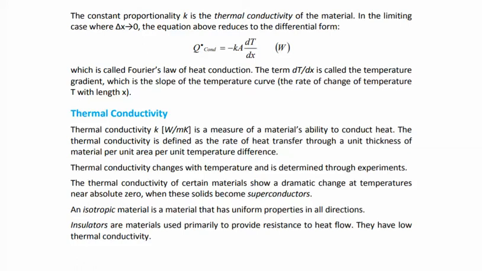An isotropic material is a material that has uniform properties in all directions. Insulator materials are primarily used to provide resistance to heat flow. They have a low thermal conductivity. For the complete observations and for the experimental values, we will use an isotropic material, by which we are able to recognize the property, and we will not obtain any deflection from the system due to the material.